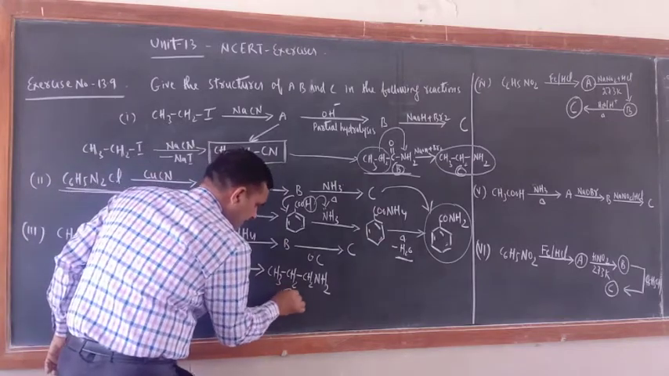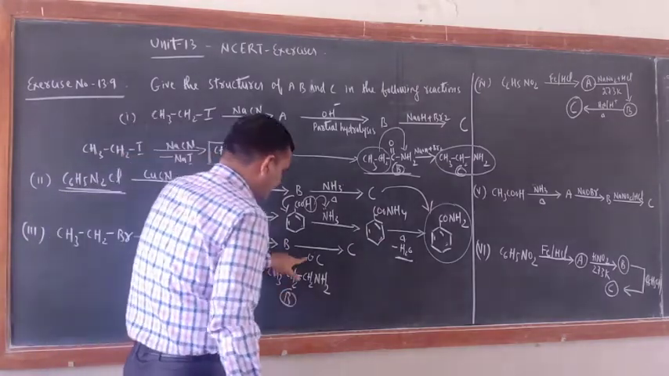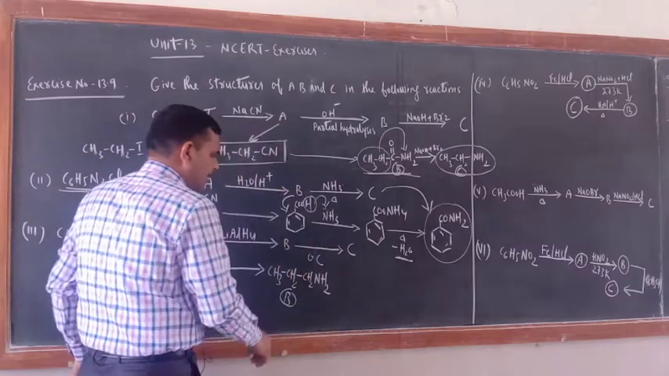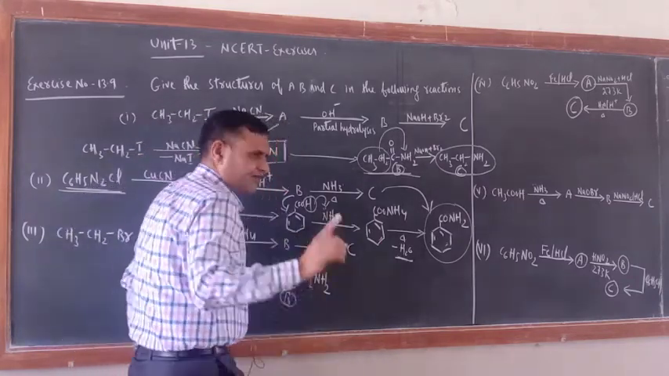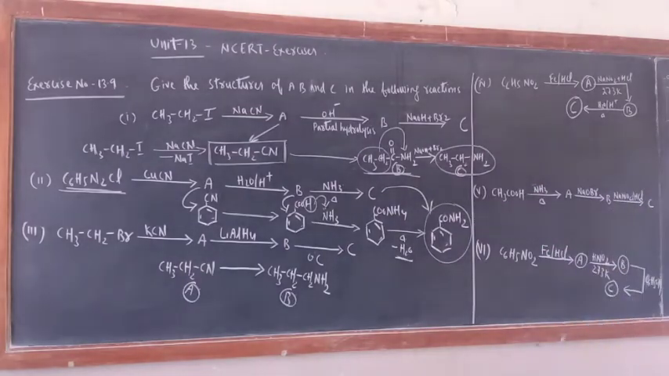Now what about this one? This is B. And now here what is written? 0 degree Celsius. Now some more hint should be there. Let me check here.